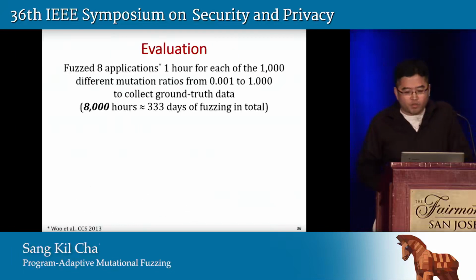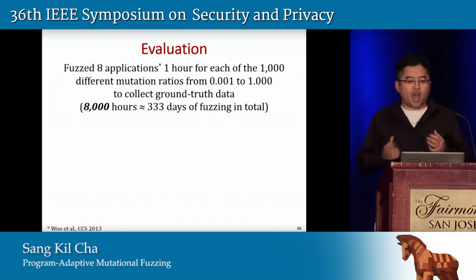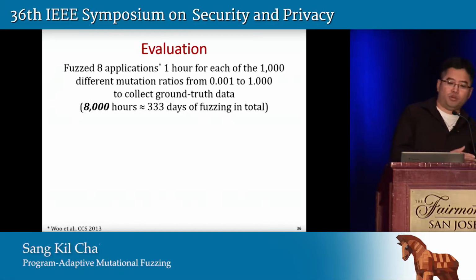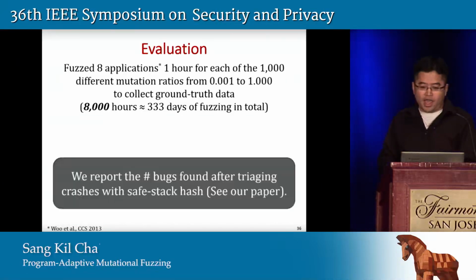To evaluate our system, we obtained eight applications from one of our previous works, and we fuzzed these applications for 8,000 hours of CPU time. More specifically, we used 1,000 different mutation ratios ranging from 0.001 to 1 to collect ground truth data. And in this paper, we report the number of bugs found after triaging crashes with our technique called safe stack hash, which is similar to the heuristic based on stack hash technique. For more details, please refer to our paper.